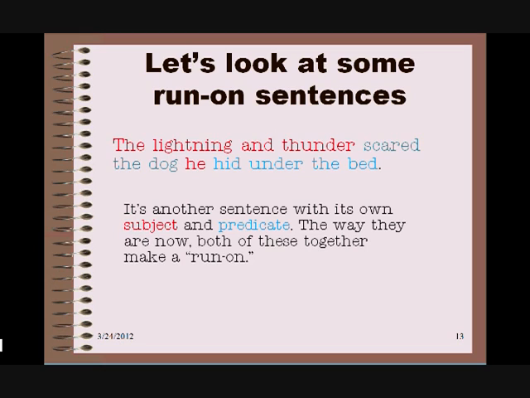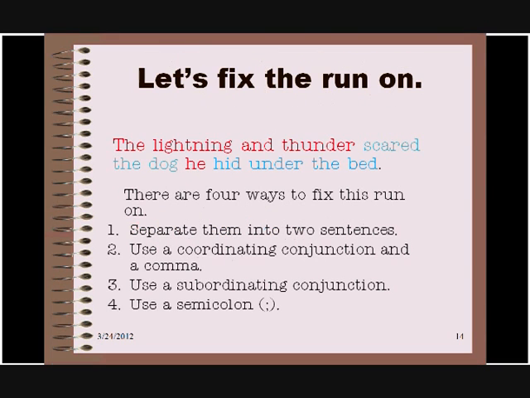So you now have these two sentences because you have two subjects. You have a subject and predicate and another subject and predicate strung together. So there are four ways to fix a run-on, and one of them, the simplest way, is to separate it into two sentences. Also, you can use what's called a coordinating conjunction and use that with a comma.